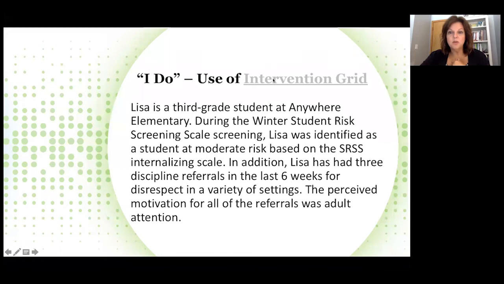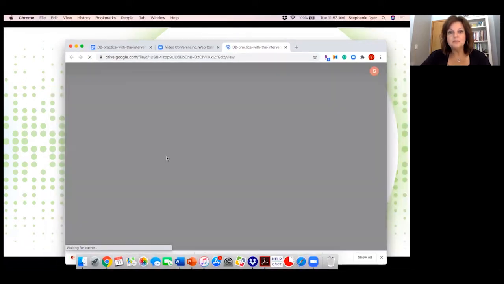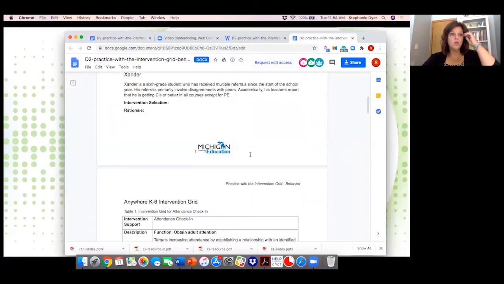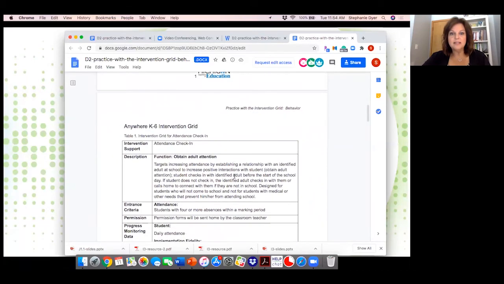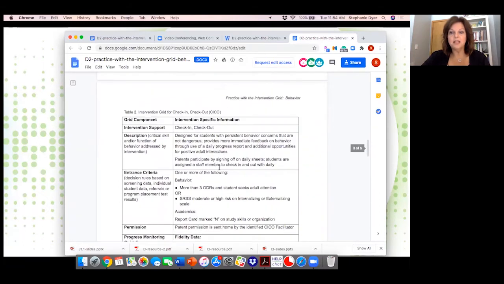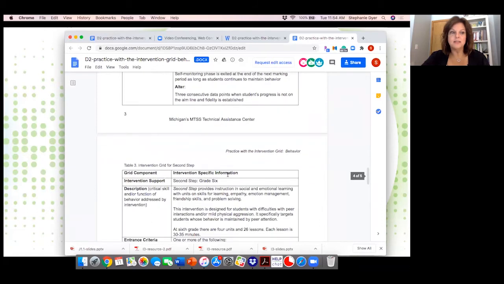So I am going to pop up the intervention grid for Anywhere Elementary. So here we have it, Anywhere Elementary, here we have their grid, and we can see that they have 3 interventions for behavior. They have attendance check-in, they have check-in, check-out, and they have second step for grade 6.